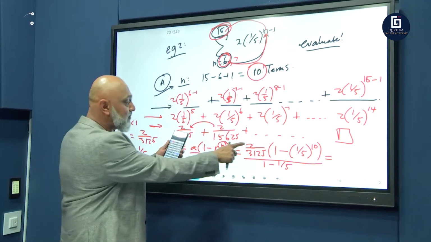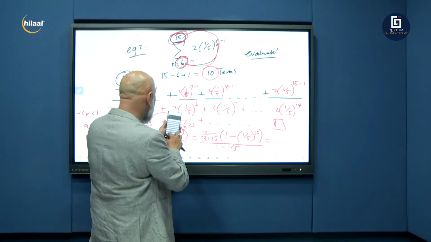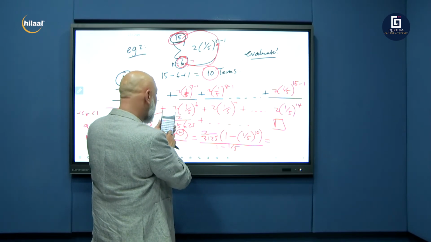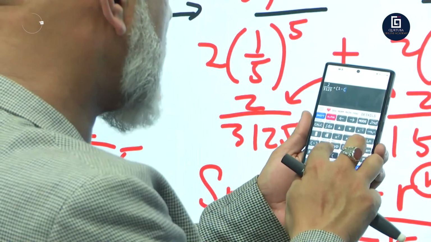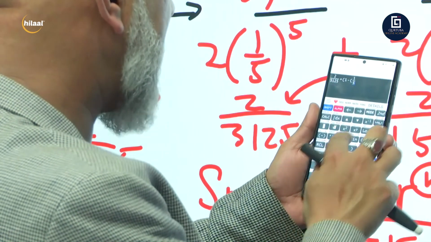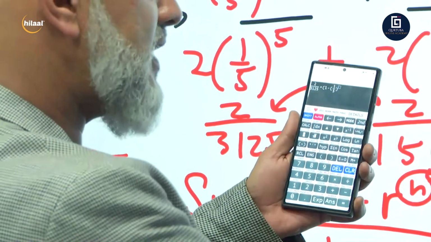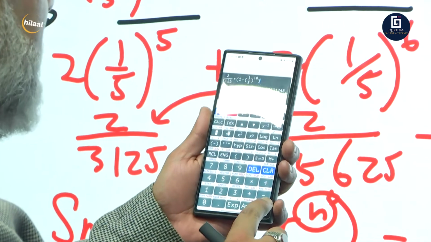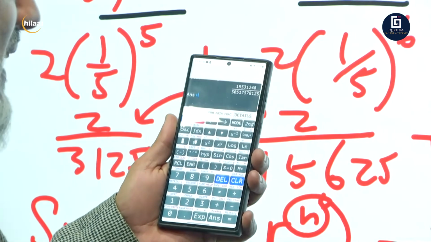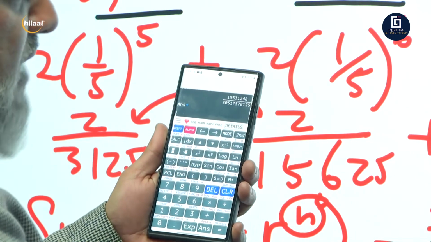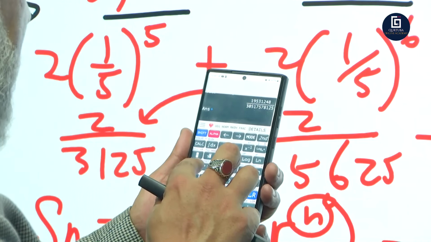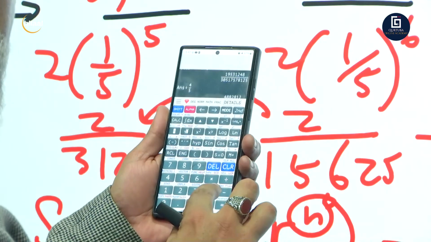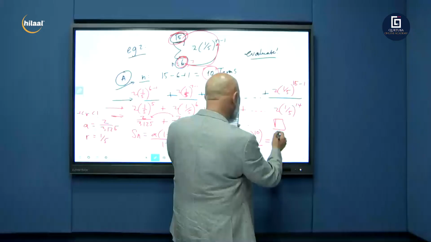Let's go. Fraction, 2 over 3,125. Open brackets. Multiplied by. Let's go again. 1 minus, open brackets, fraction, 1 over 5, close brackets, to the power 10, close brackets again. Whoa, these numbers are huge. Equals, let's divide that by 4 over 5, right? Because 5 over 5 minus 1 over 5 is 4 over 5. Divided by 4 over 5. Sure. This answer is huge, guys.